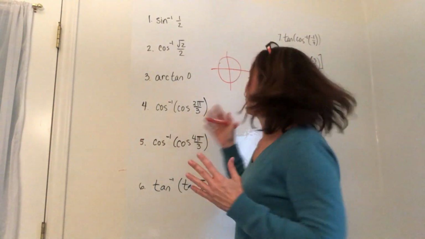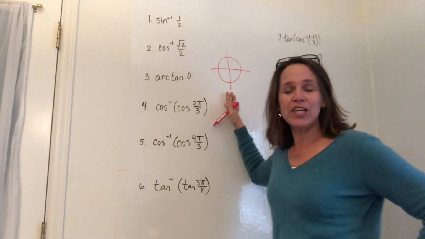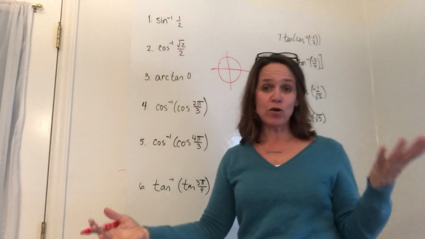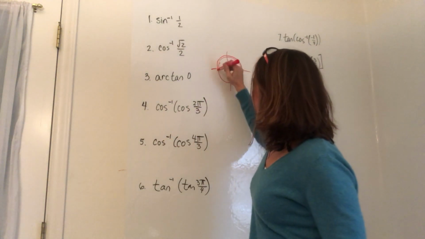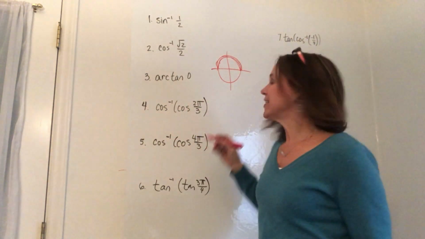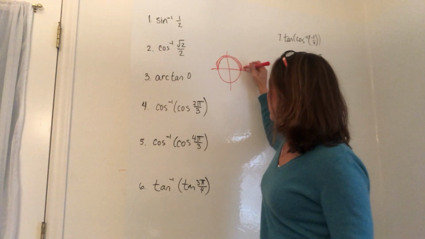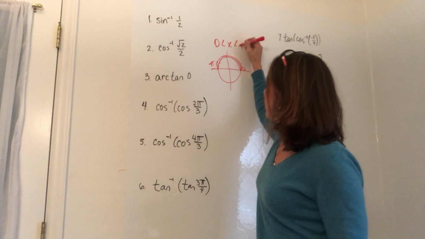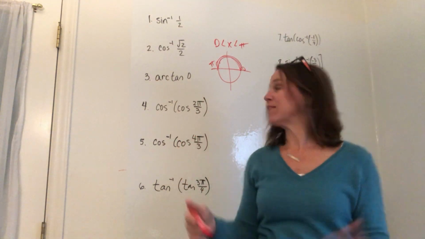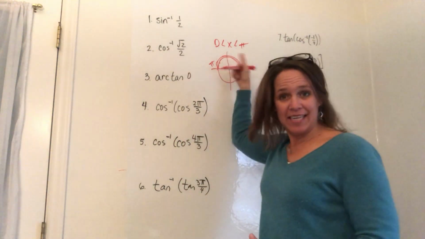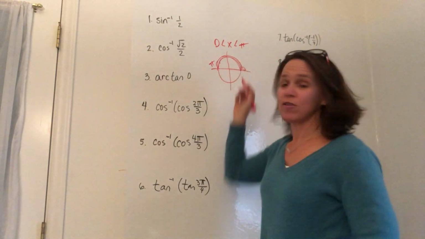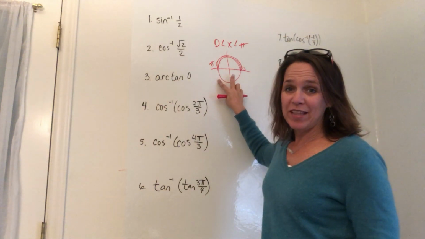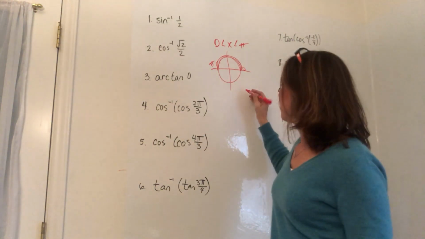Anyway, if we have this circle right here, if you're looking at what your calculator says, if your calculator is asking for a cosine, it's going to give you a value between 0 and pi. If it's cosine, if it's secant, which goes with cosine, or if it's cotangent, your calculator will never give you one of these values in the third or fourth quadrant.